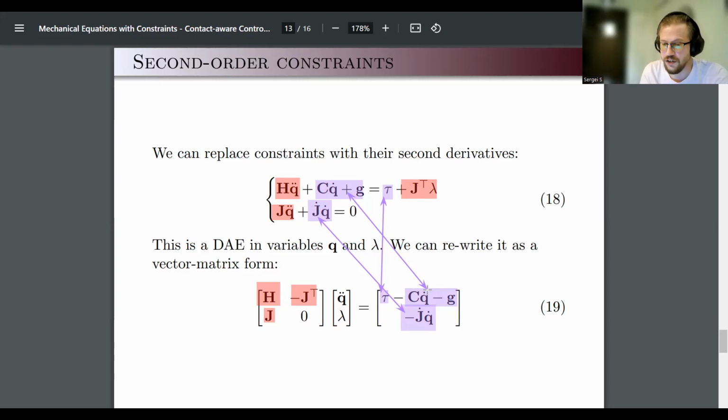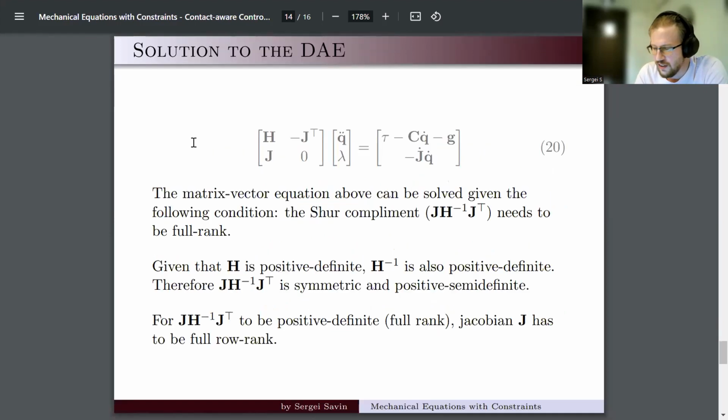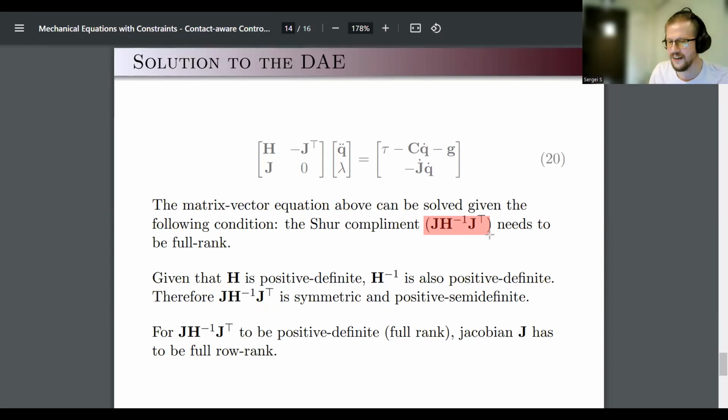And now we have this differential algebraic equation with variables q and lambda, and we have it in matrix form. So very convenient. Now let us look at this equation. We can actually solve it as long as this Schur complement, let me show which one, is full rank. So as long as it is full rank, this can be solved. Why?